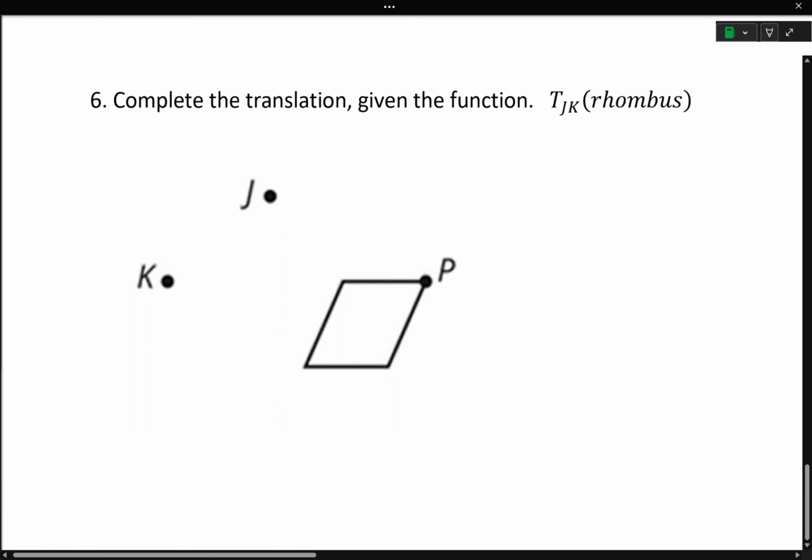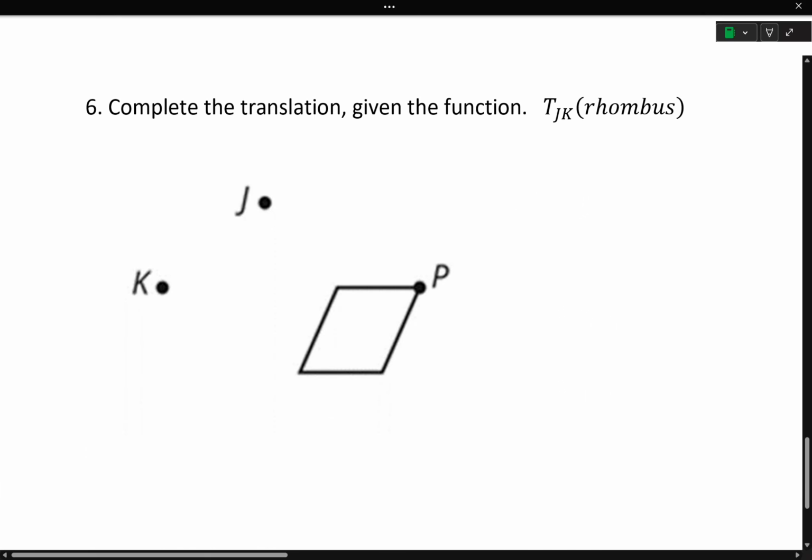Number 6, T JK rhombus. We're going to move the rhombus the distance and direction of JK. JK looks like it's going down and to the left. I'm going to copy that same arrow in the same direction. At the end of that arrow, I'm going to draw this rhombus.